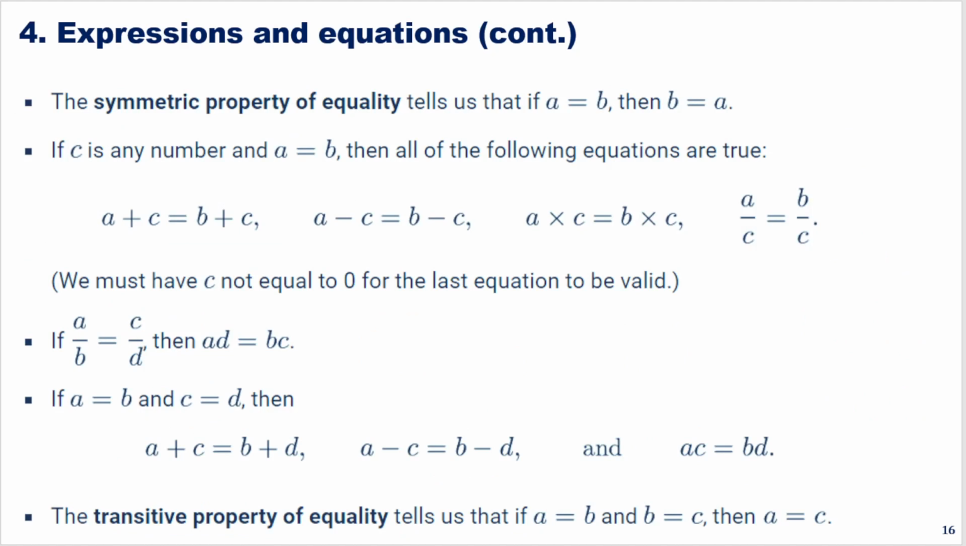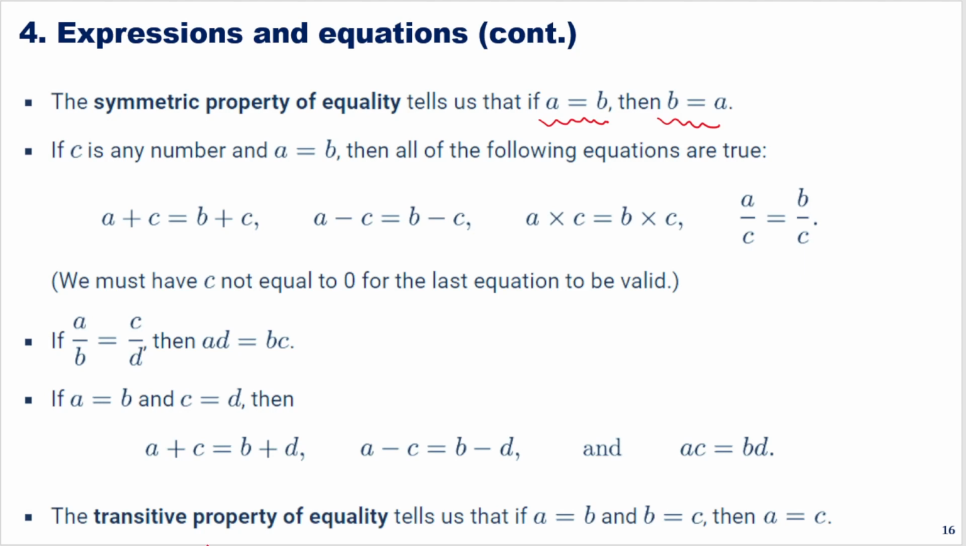Alright, then there are some properties of equations. First, the symmetric property of equations tells that if A equals B, then of course we will have B equals A. The order of the two elements on both sides of the equality symbol does not matter, right? It's pretty straightforward, right? If you have A equals B, of course you will have B equals A, right?